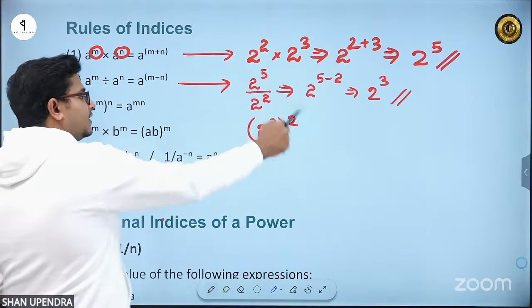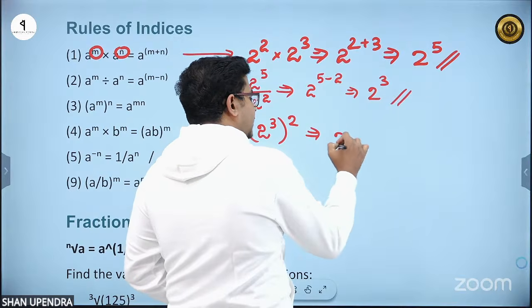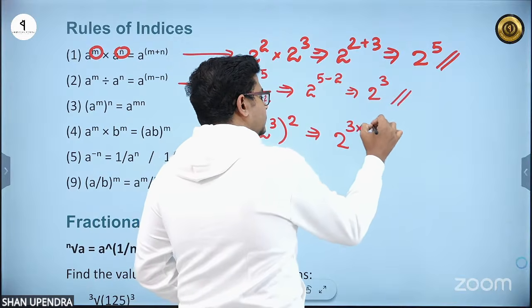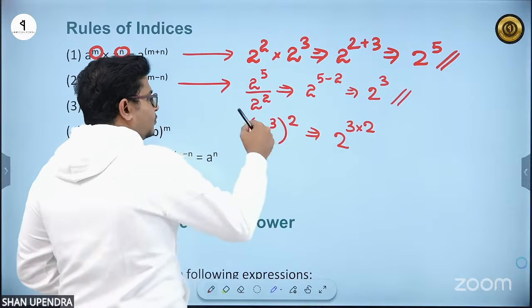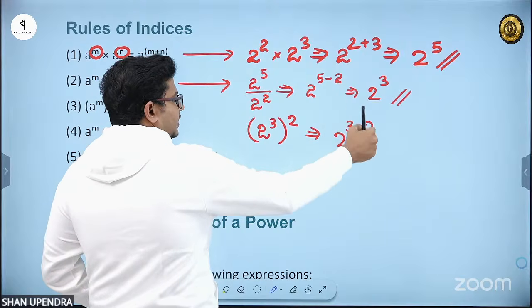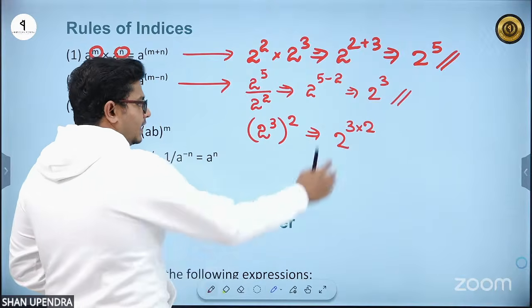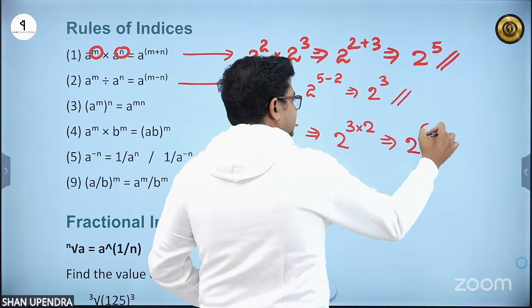So 2 to the power 3 to the power 2. Then what we can do, we can write this as a multiplication. So 2 to the power 3 to the power 2 can be written as 2 to the power 3 into 2. Like a multiplication, you can write that just as a multiplication. Then 2 to the power 6.